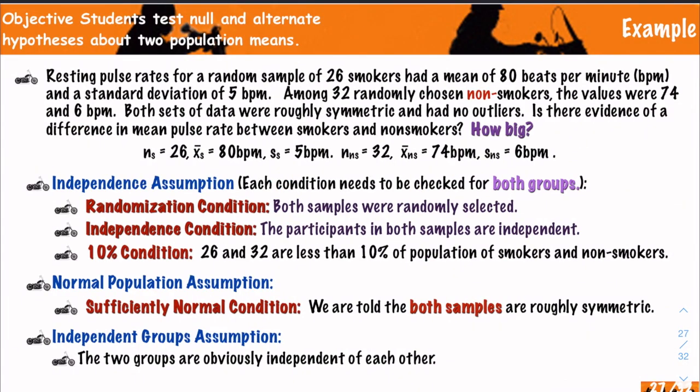Now we check our assumptions and conditions. For our independence assumption, we check randomness. Both samples were randomly selected. Our independence condition: the participants in both samples are independent, smokers or non-smokers. For the 10% condition, we could likely assume 26 and 32 are less than 10% of the population of smokers and non-smokers alike. Next, we look at our normal population assumption, and we are told that both samples are roughly symmetric, so that takes care of our sufficiently normal condition. Lastly, the independent groups assumption. The two groups are obviously independent of each other.